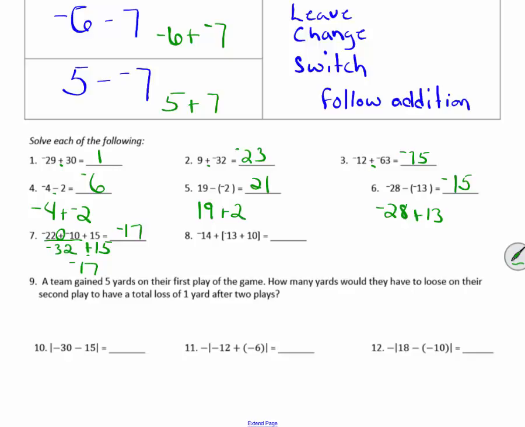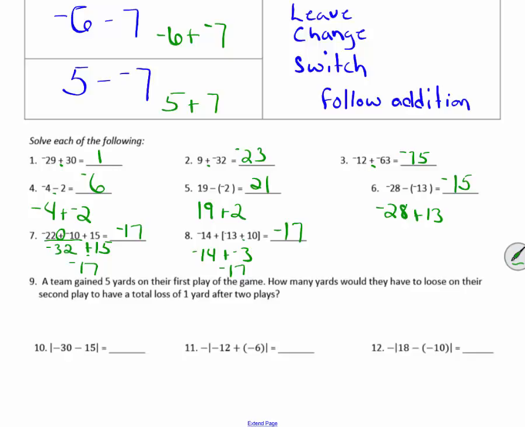Over here, we have parentheses. So I have to do the parentheses first. I'm going to bring down the negative 14. Negative 13 plus 10 is going to give me negative 3. Now I have to do negative 14 plus negative 3, which is negative 17.